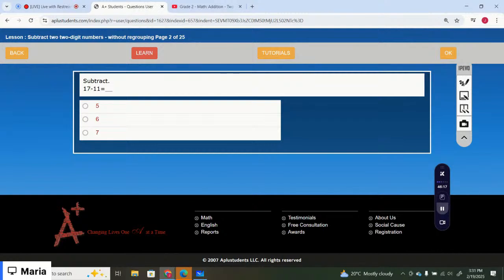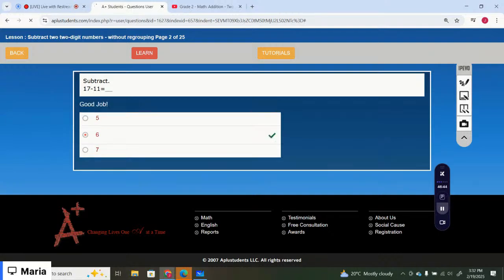17 take away 11. That is 6. Option number 2 is the correct option. 17 take away 11 is 6. Option 2 is the correct option.